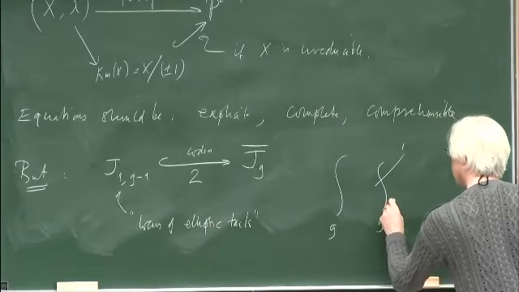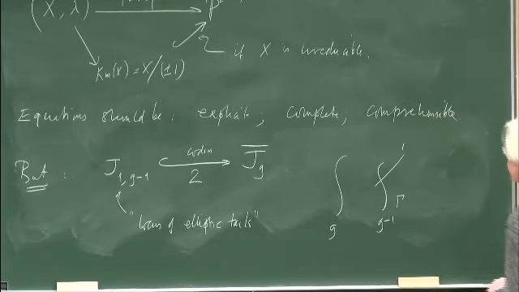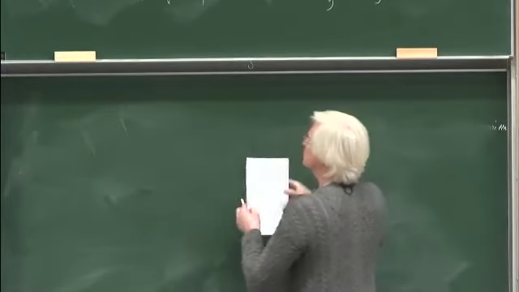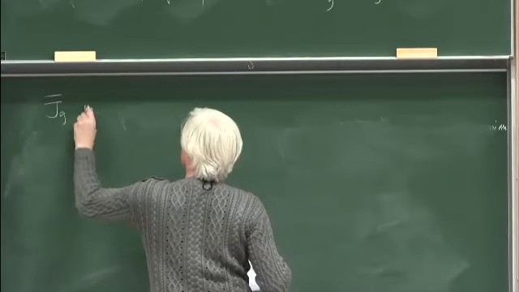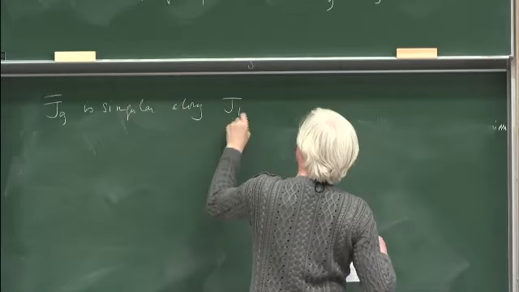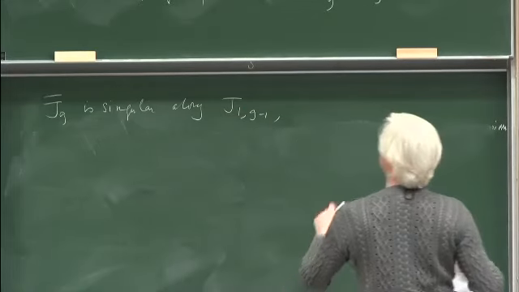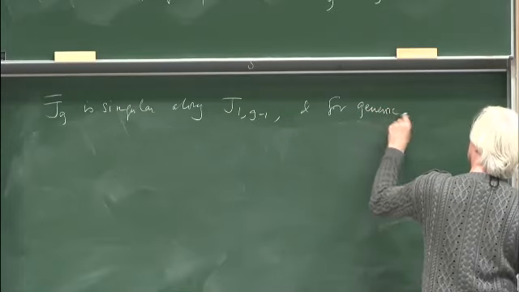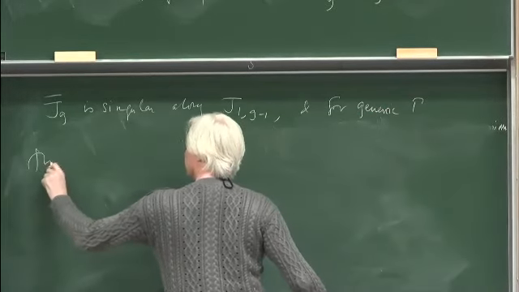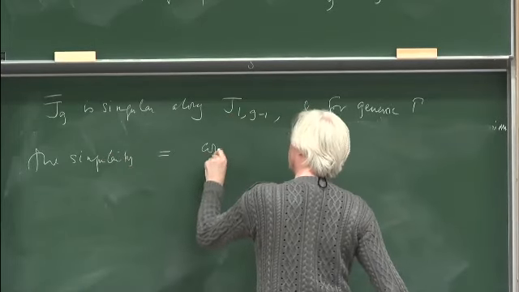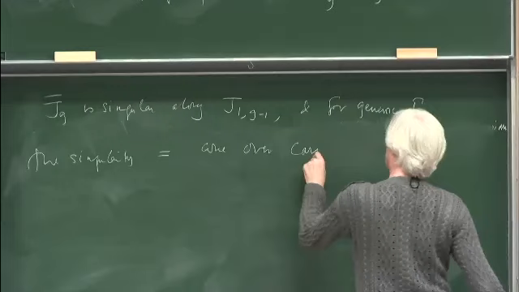Okay, so here I have a curve, let's call it gamma, of genus g minus 1 and E of genus 1. Then J_g bar is singular along J_1 x J_{g-1}, and for generic gamma, the singularity is the cone over gamma, the canonical model of gamma.